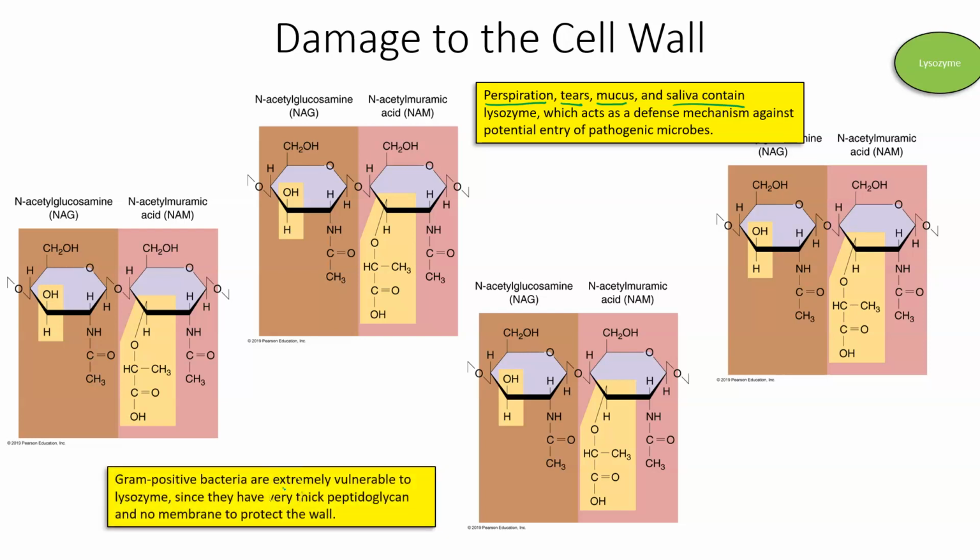Gram-positive bacteria are extremely vulnerable to lysozymes since they have a very thick peptidoglycan and no membrane to protect the wall. Remember, their cell wall, while it is very thick, and while it might seem very supported and structurally sound, and more impenetrable, is very vulnerable to lysozyme only because it is on the exterior, and lysozyme is very good at breaking down these polysaccharides, which is what the gram-positive cell wall is all about.